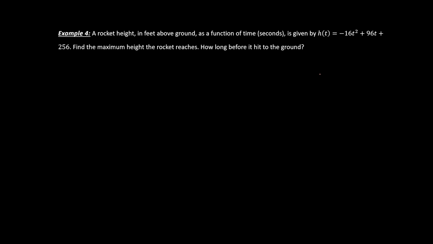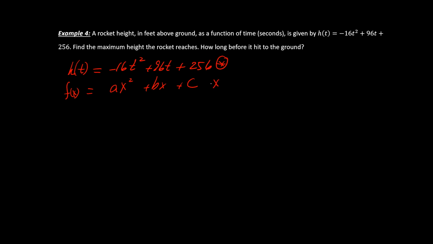Height in feet above ground as a function of time is given by this equation. The height of the rocket is negative 16t squared plus 96t plus 256. Again, this is like f of x equals ax squared plus bx plus c. The variables don't matter. It's the concept that we need to apply here, the same as we applied to this in the previous video. So we need to be able to make that connection, okay? So our variable here is t, not x, which is fine, okay? Find the maximum height that the rocket reaches, and then how long before it hits the ground.